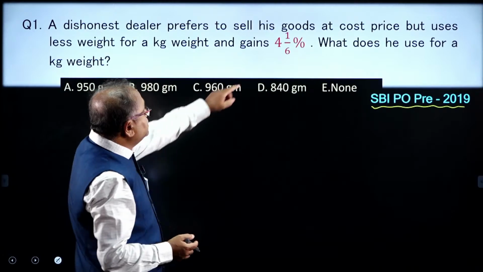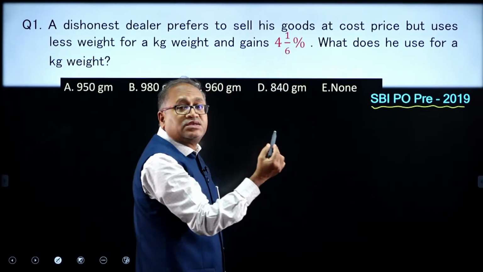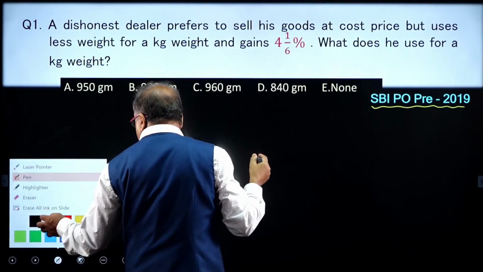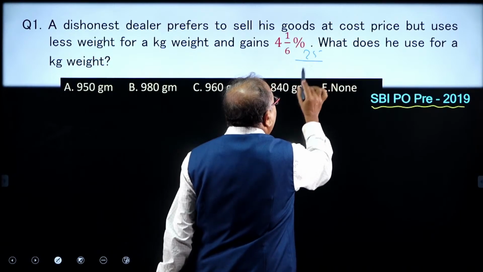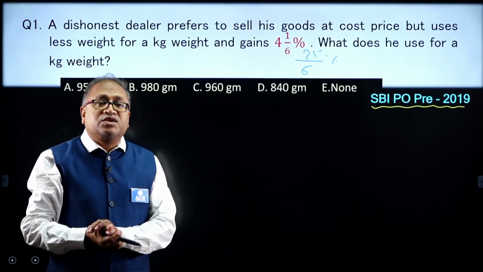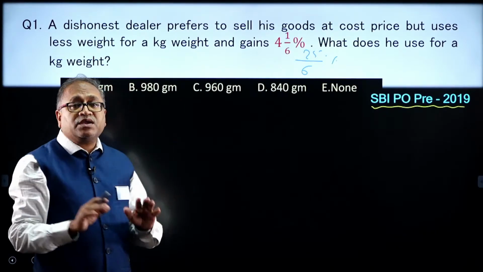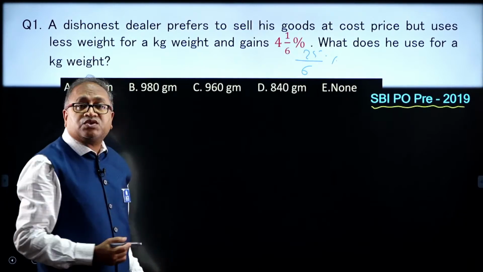Now, we already mentioned here how much profit he is getting: 6/4 is 24 and 24 plus 1 is 25. So, he is making a profit of 25/6%. So, what weight is he using for 1000 grams? For 1 kg, that is 1000 grams. See how the sequence goes on.